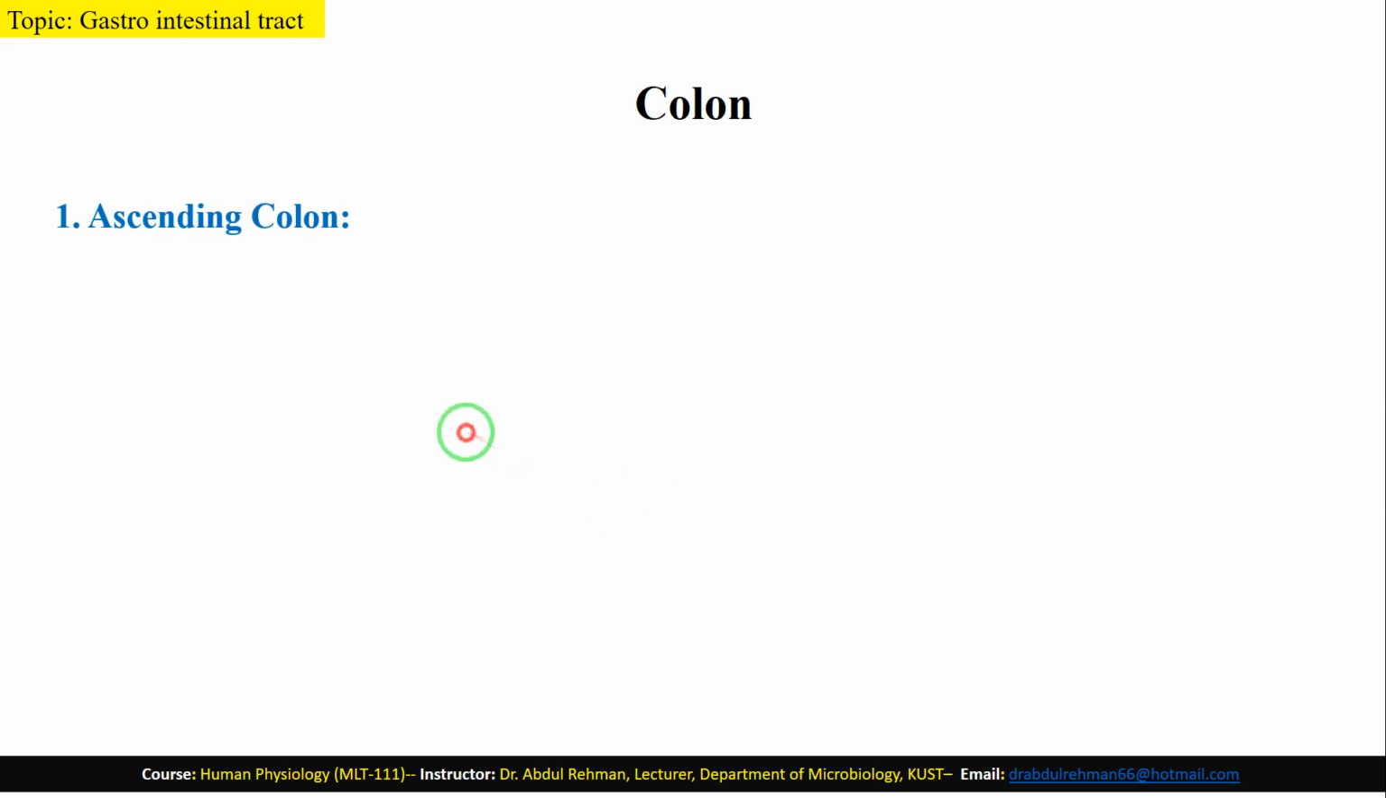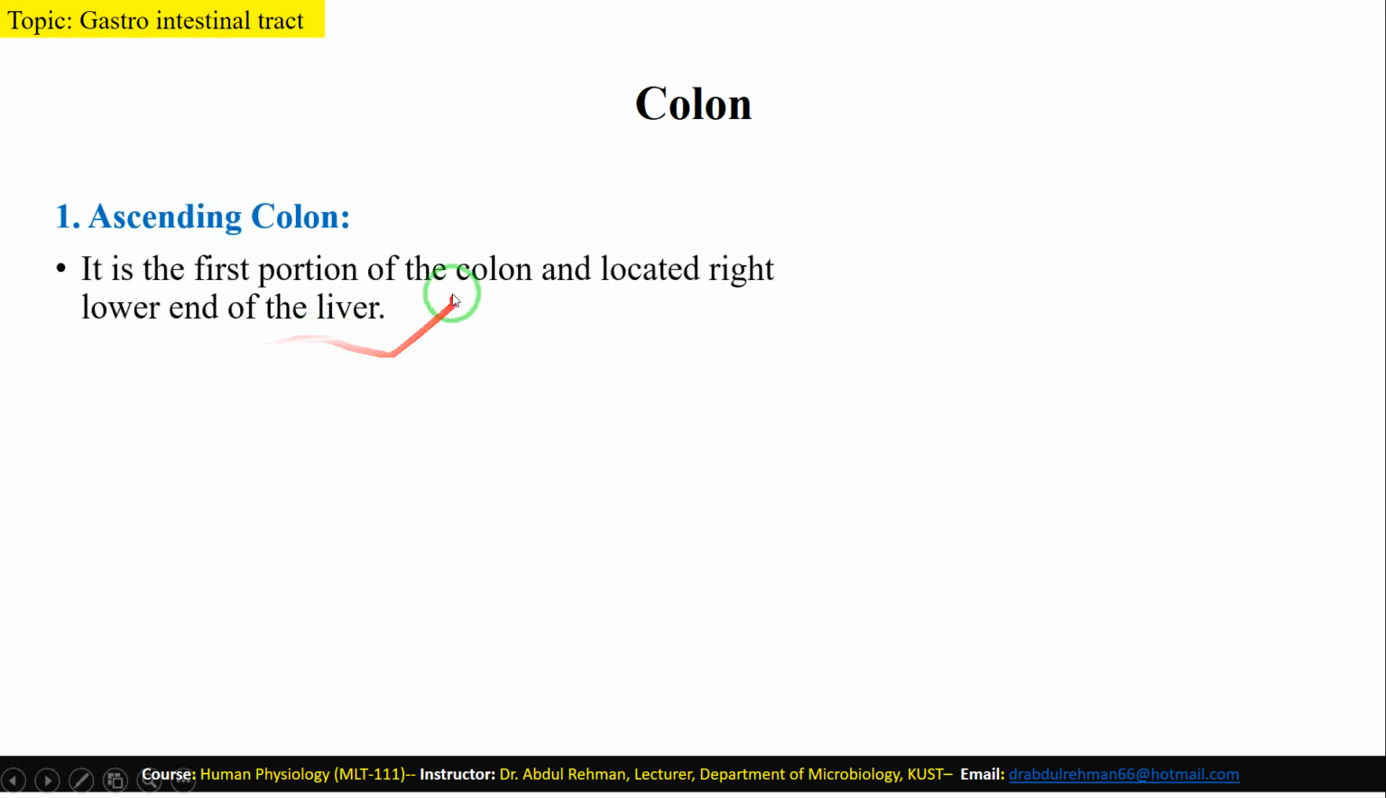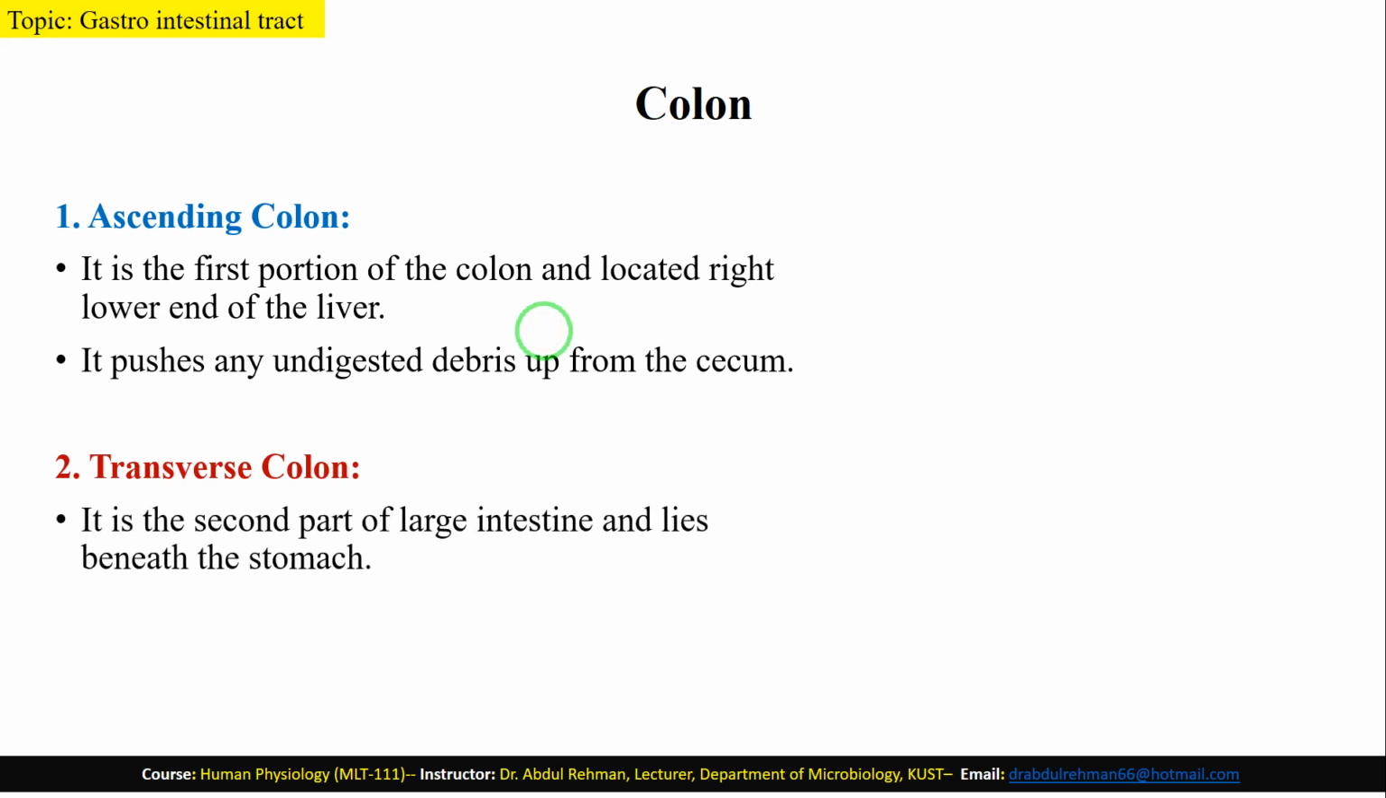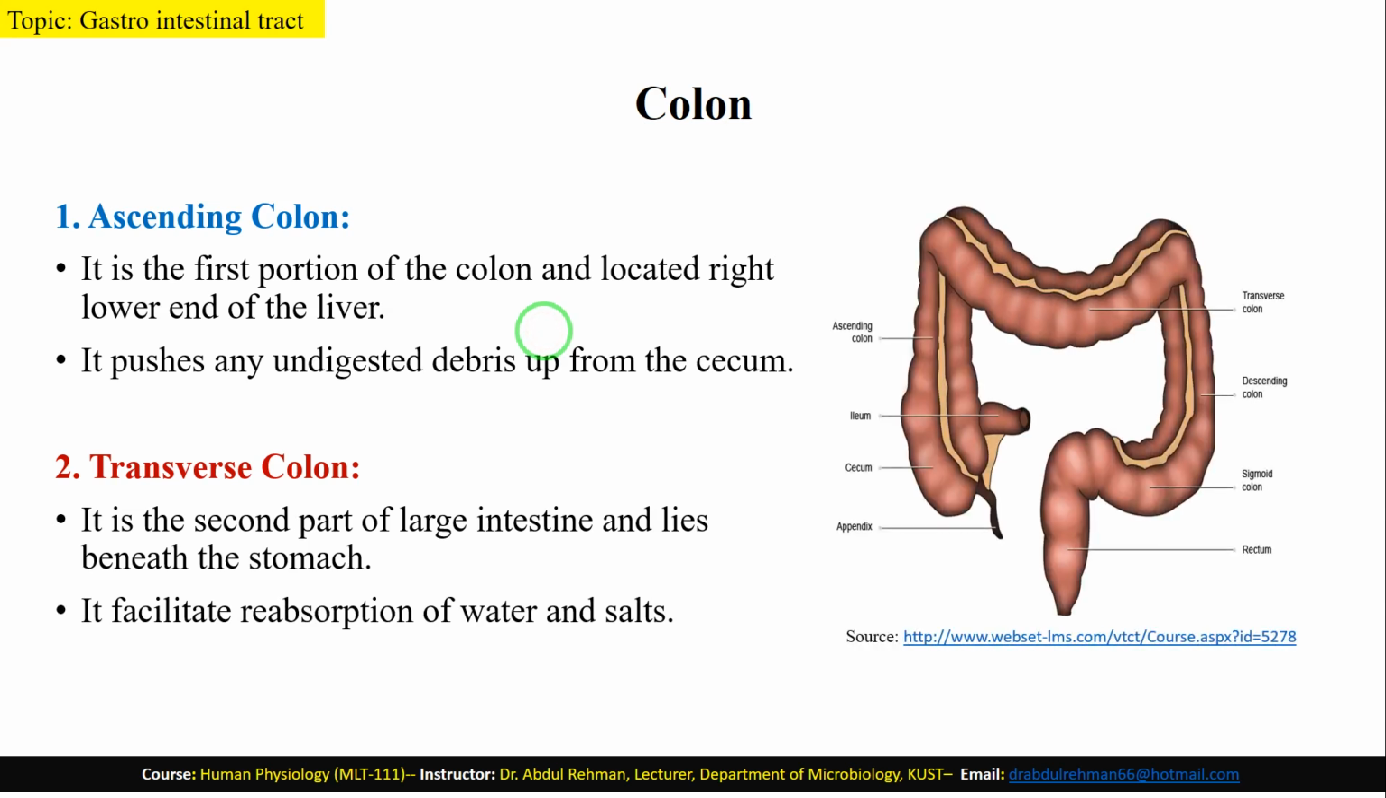Ascending colon is the first portion of the colon and is located at the right lower end of the liver, and it pushes any undigested debris up from the cecum. While the transverse colon lies beneath the stomach, and it facilitates reabsorption of water and salt. Here you can see this is the ascending colon and this is the transverse colon.